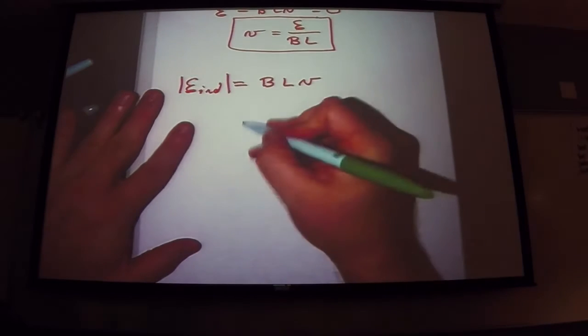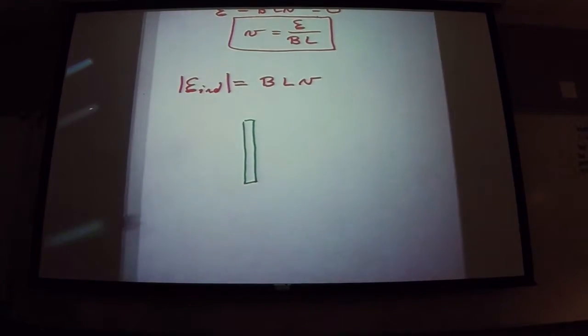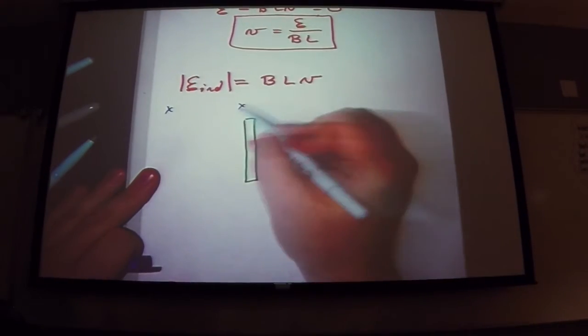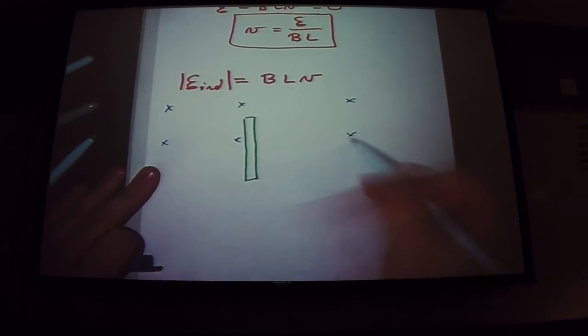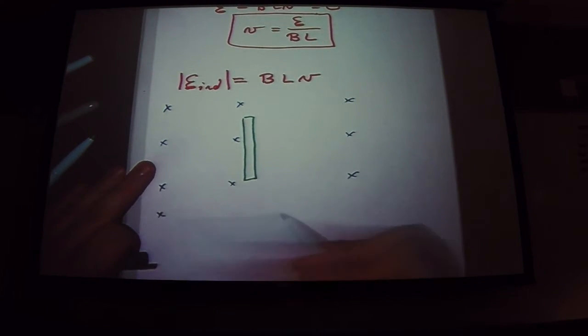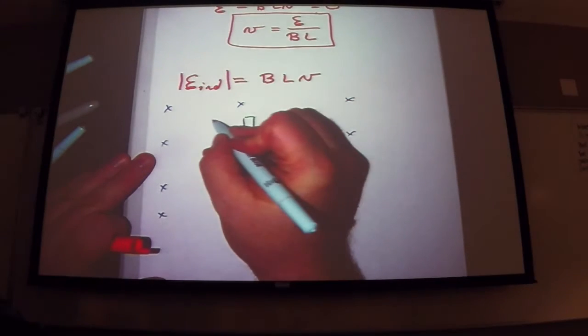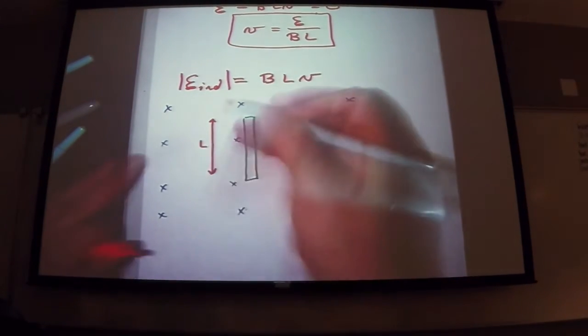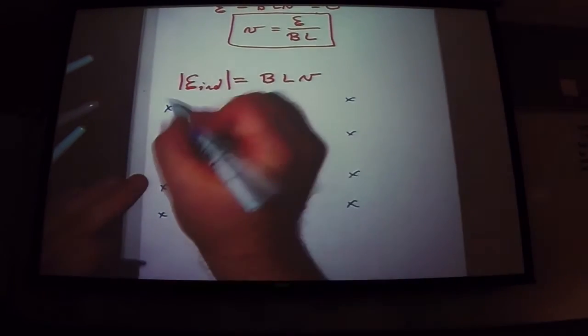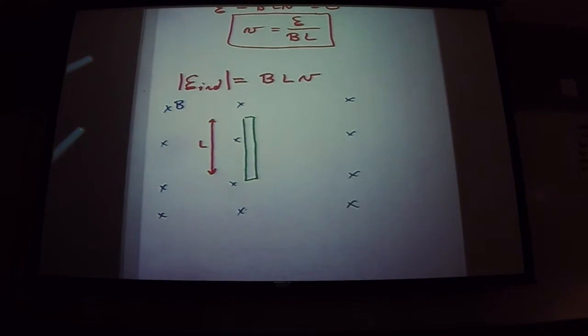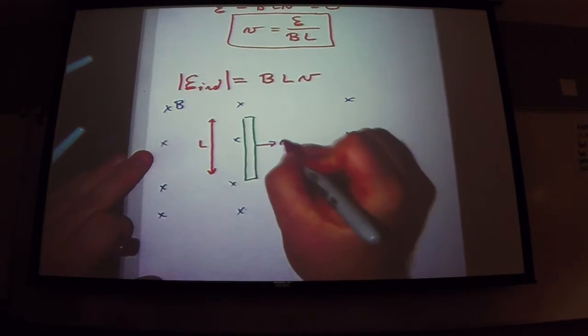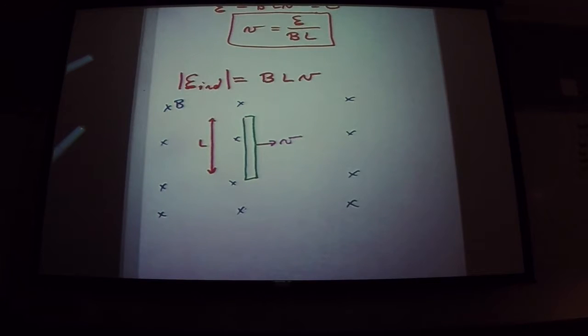For motional EMF, we have a rod just moving in a magnetic field. There's a problem on Mastering Physics. It's one of those tutorial type problems. The rod has some length L. Magnetic field is B. And it's moving with a constant velocity v. Now here is when this works. Well, no, I'll derive it first.